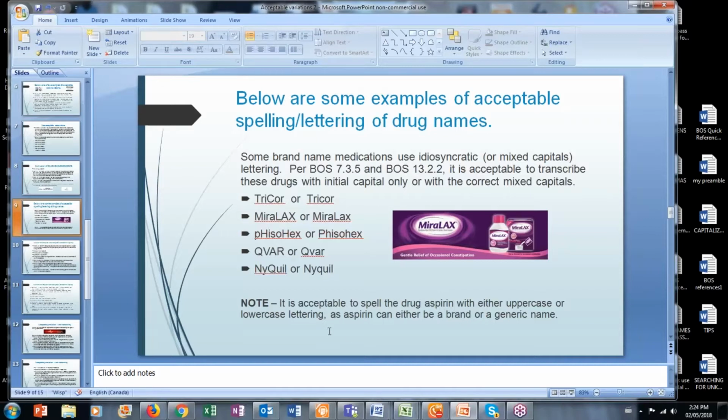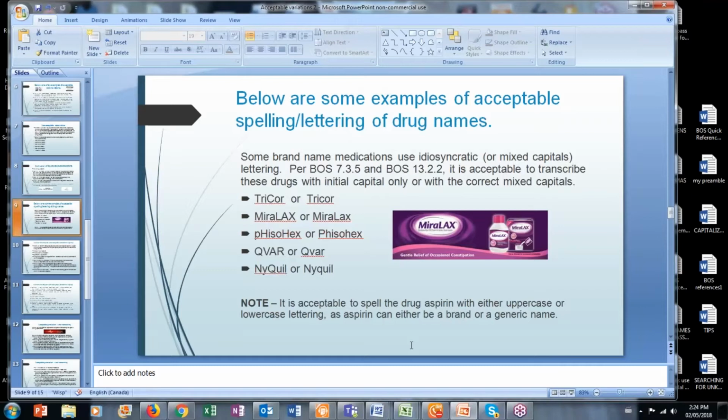Yes. And too, while we're on this topic, a little different, but please note it is acceptable to spell the drug aspirin with either an uppercase or lowercase letter, as aspirin can either be a brand or a generic name. So just keep that in mind. We thought we'd throw that in there. That appears in a lot of reports. So just so you know, if you type it in lowercase, the answer key is going to show it in uppercase and vice versa. But both ways are correct.